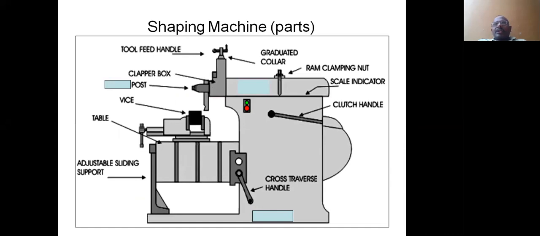This is the construction of a shaping machine. That means a shaper consists of all these parts. This is the adjustable sliding support.